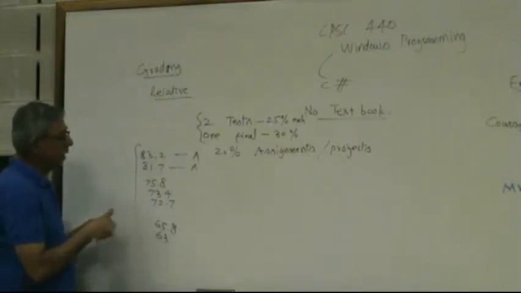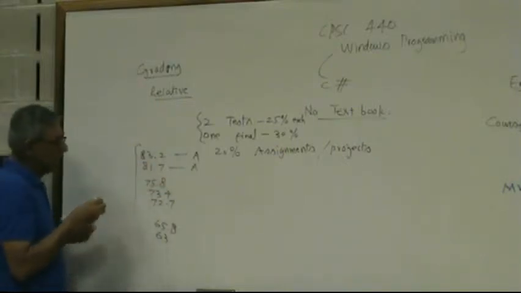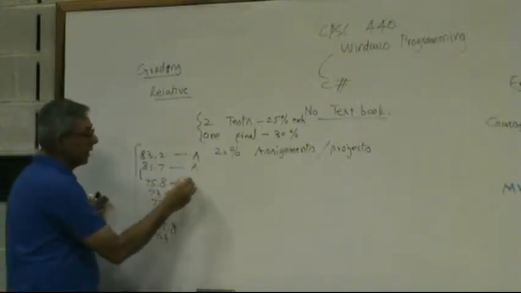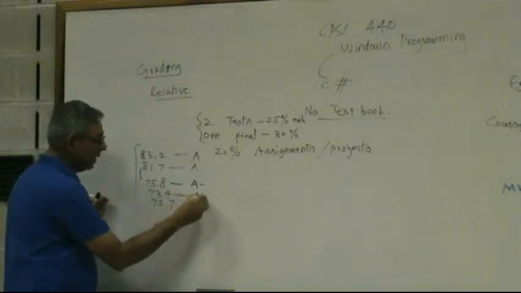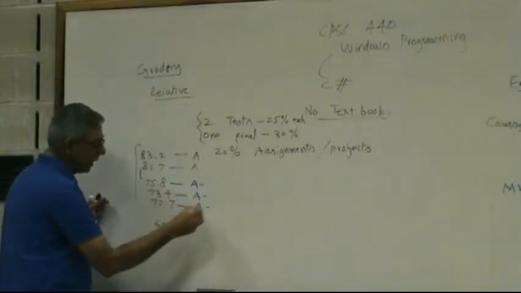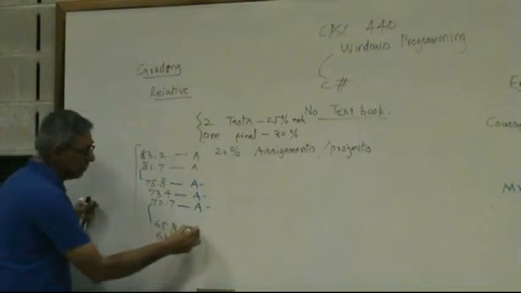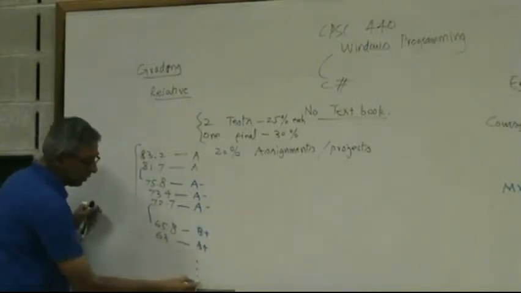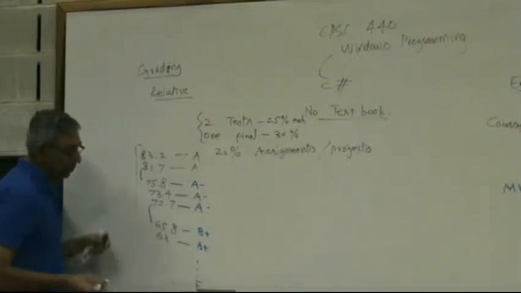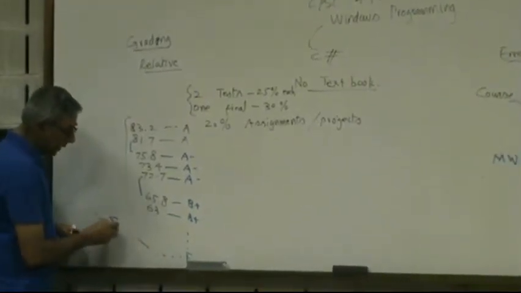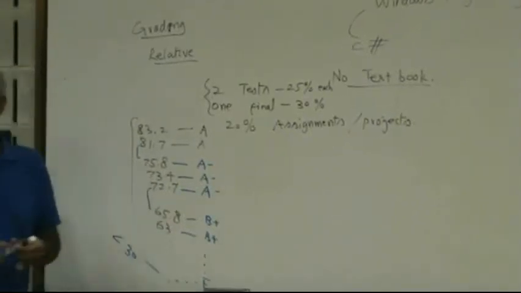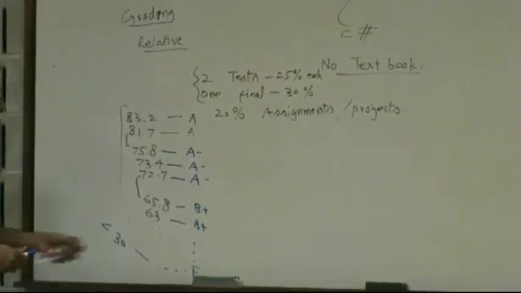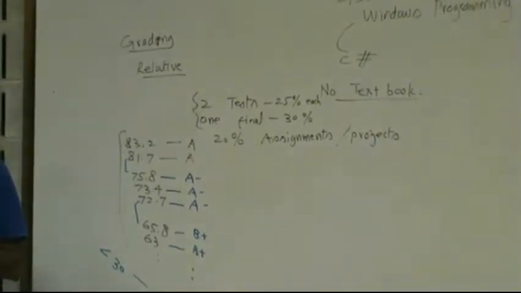Then I look for a gap. So if I see, for example, there's a 5-6 point gap over here, obviously this will be the next grade level. These are all close, okay? And again, if there's a bigger gap, this will be B plus, and so on, okay? And of course, if you are scoring less than 30, for example, in your exam and not submitting any assignments, then obviously you will not pass the course, right?